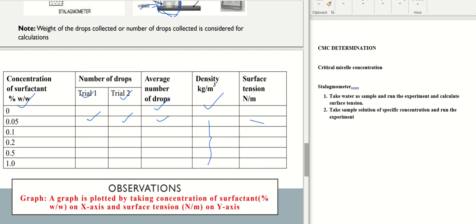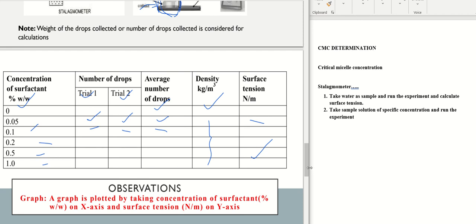Now we have increased the concentration by 0.1. Note down the number of drops and the same story continues. Average number of drops. Density remains same. The number of drops formed will be changed because we have increased the concentration, and so is the surface tension. So likewise, the number of drops formed for each concentration is determined, and surface tension for all these concentrations are calculated.